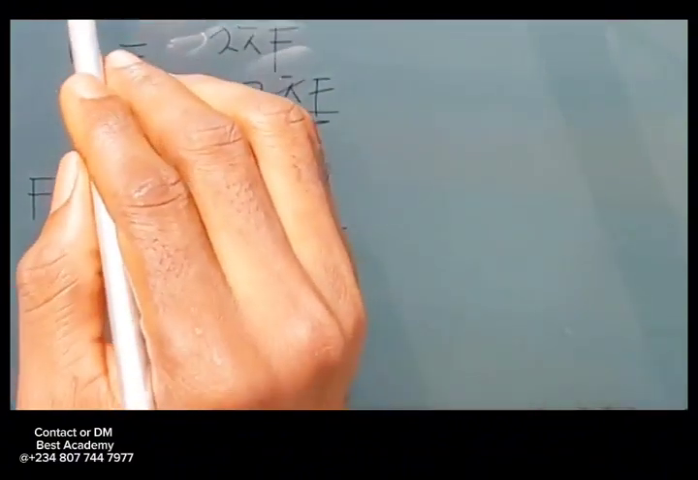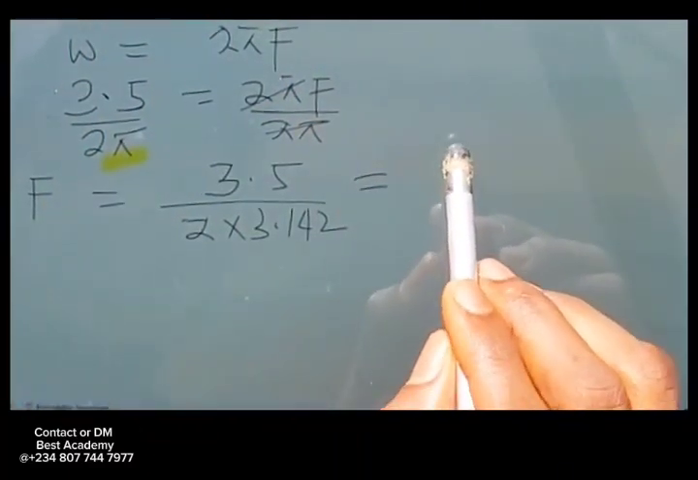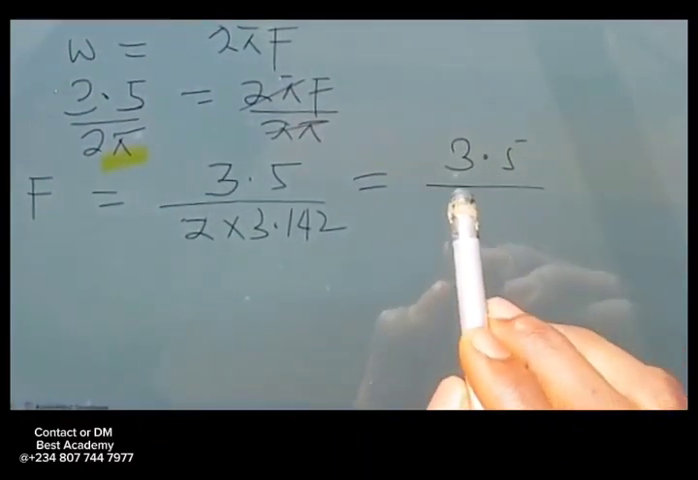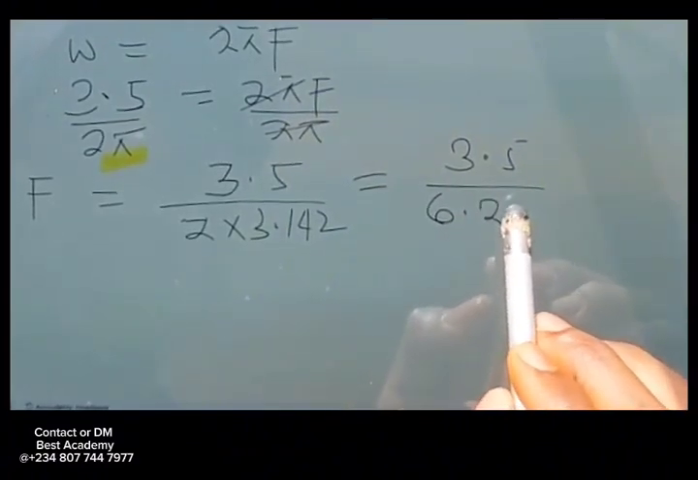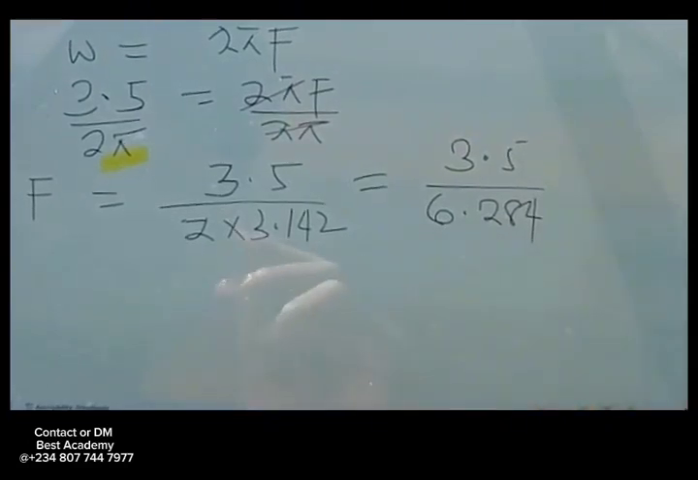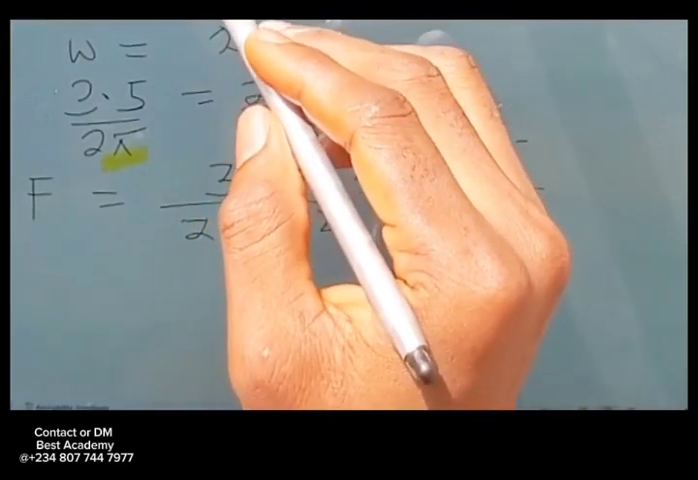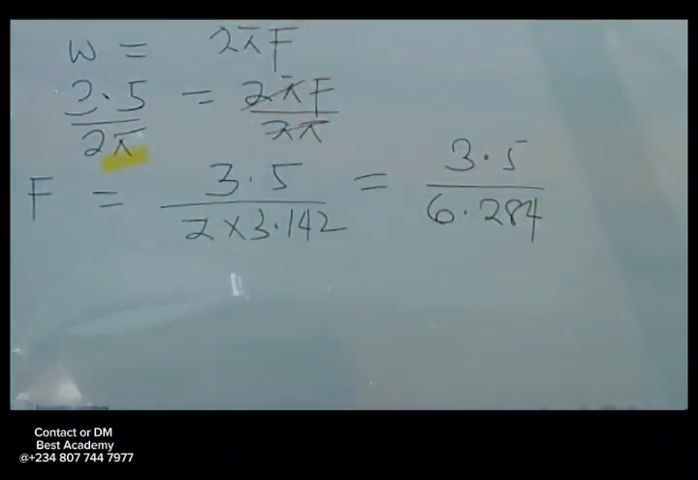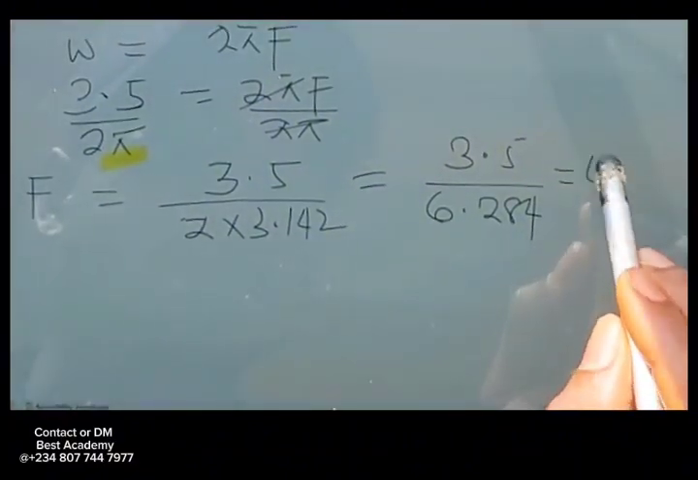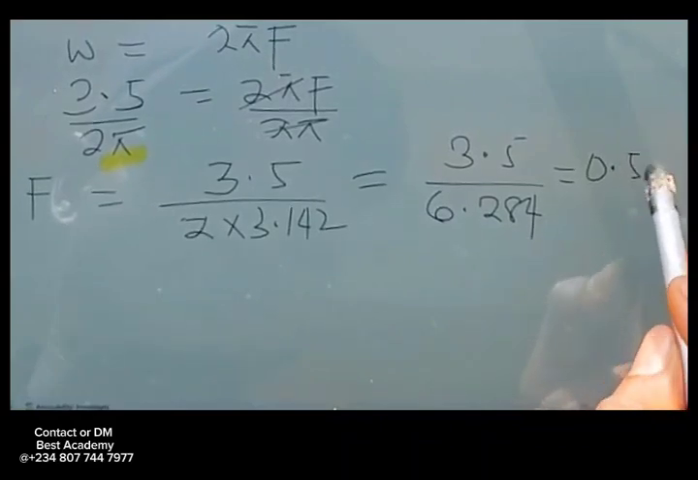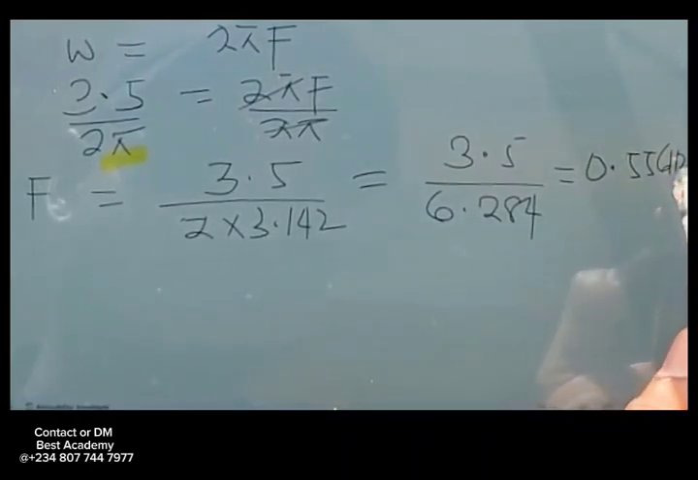Please take note. So when you punch your calculator, I will have 3.5 divided by 6.284. Okay, if you have gotten to this part, you can give us the value. We have 3.5 divided by 6.284, which is equal to 0.556 Hz. Please take note.